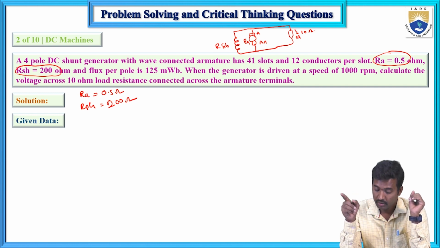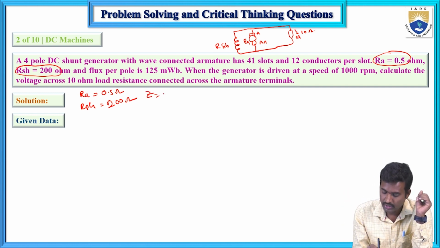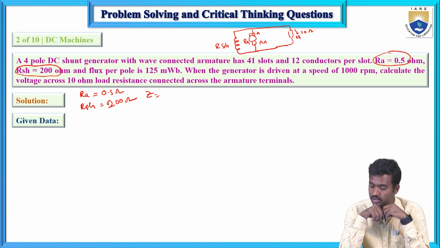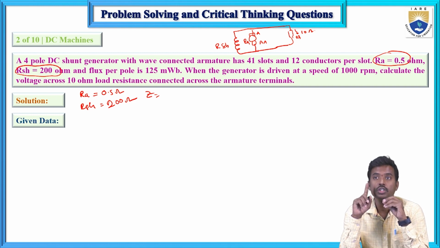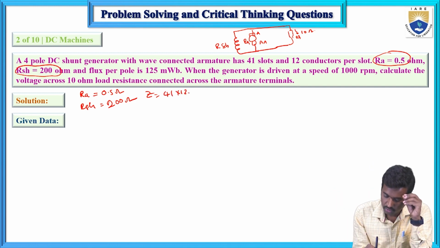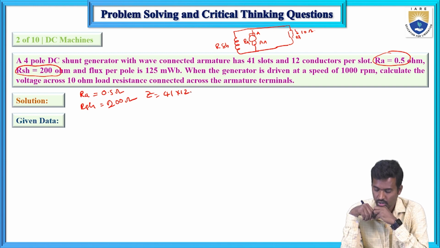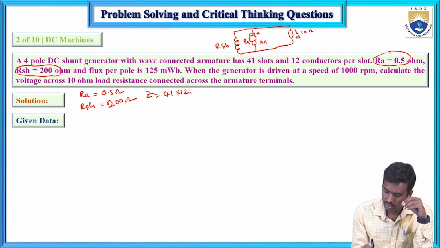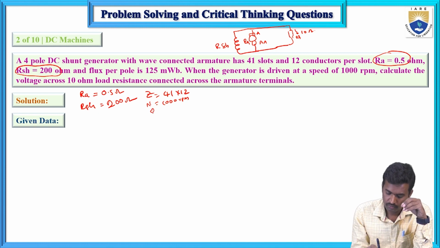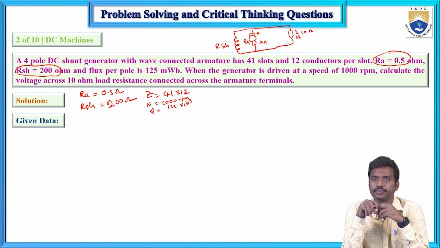Here the number of slots is 41 and there are 12 conductors per slot, so the total number of conductors Z equals the number of slots into the conductors per slot, 41 into 12. Speed equals 1000 RPM and flux equals 125 milliwebers.